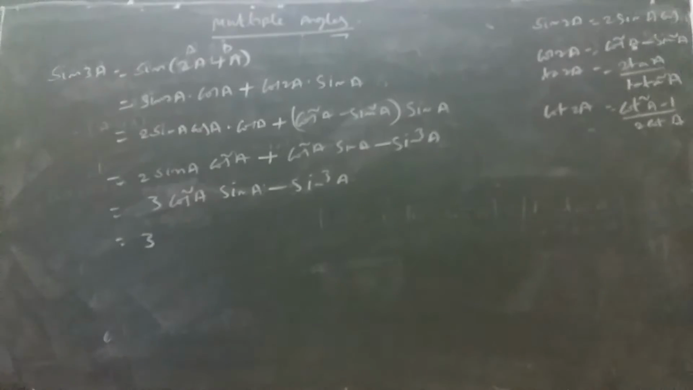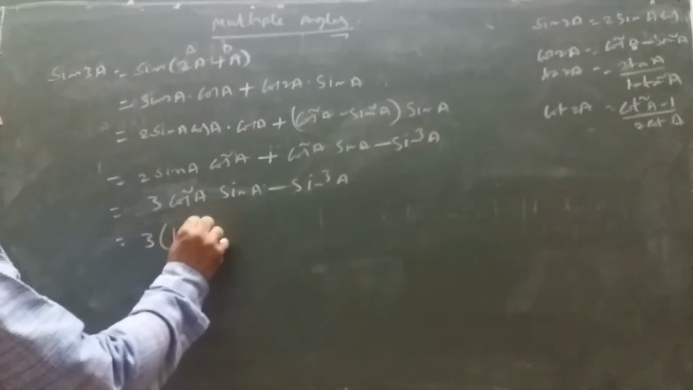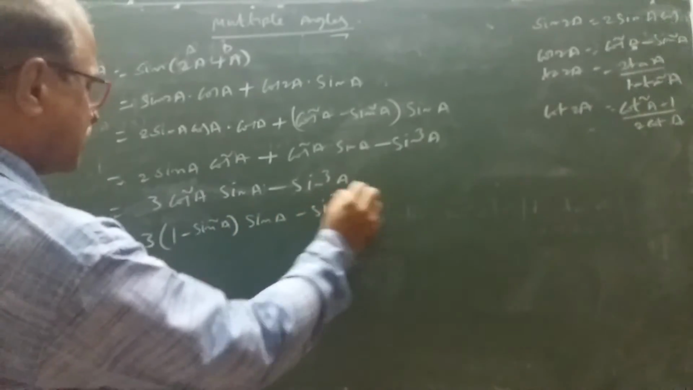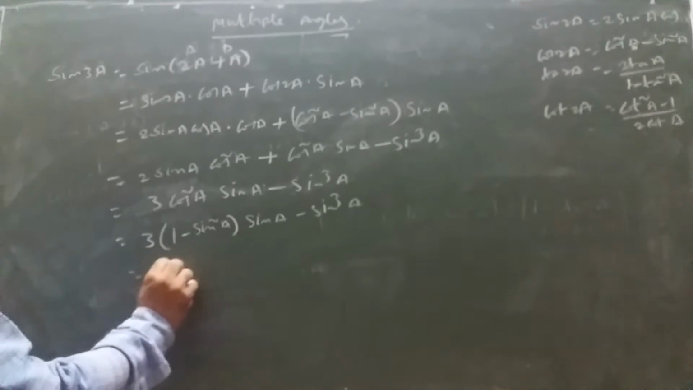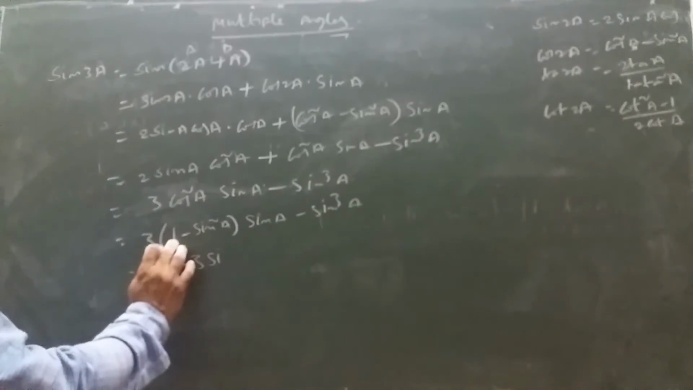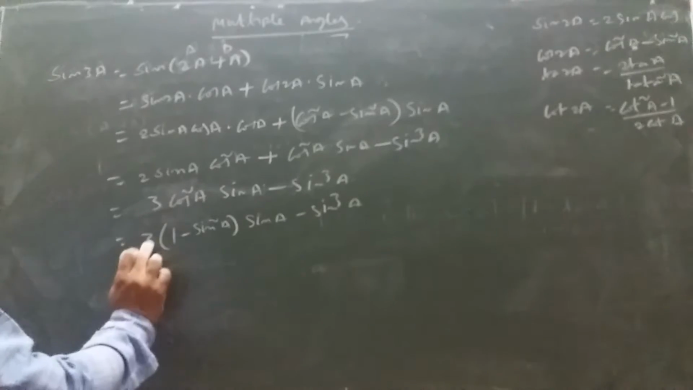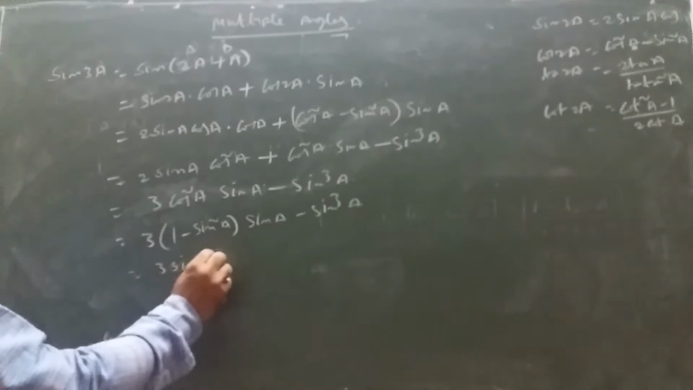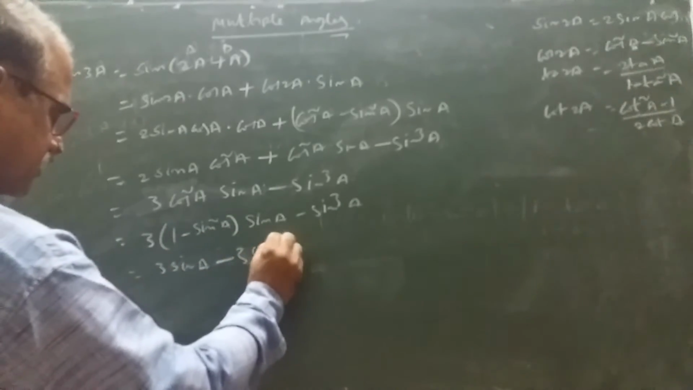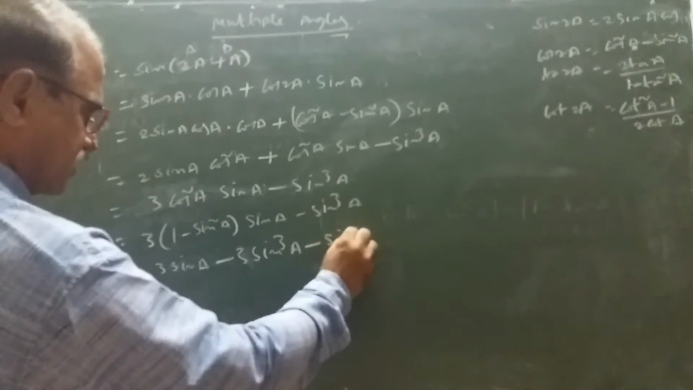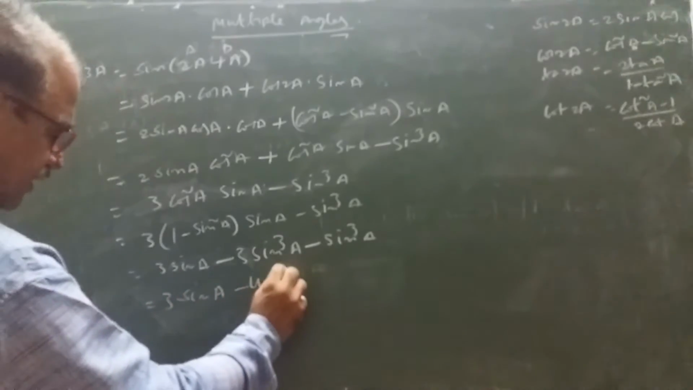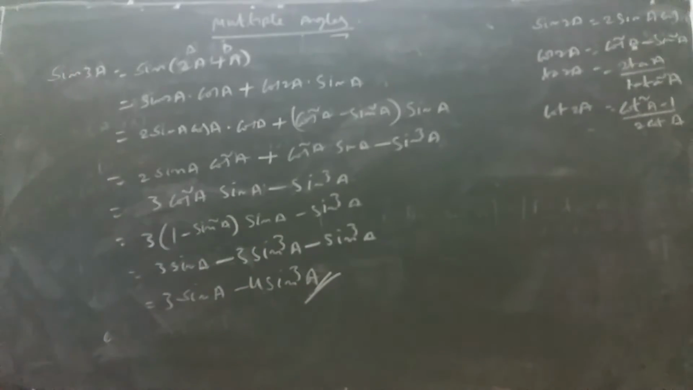By substituting the value of cos square A in terms of sin, 3 into 1 minus sin square A into sin A, minus sin cube A. So 3 ones are 3: 3 sin A minus 3 sin square A into sin A, that is 3 sin cube A, minus sin cube A. That is equal to 3 sin A minus 4 sin cube A. This is the formula for sin 3A.